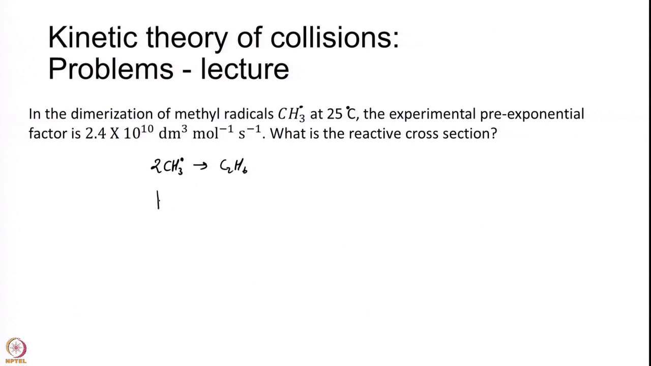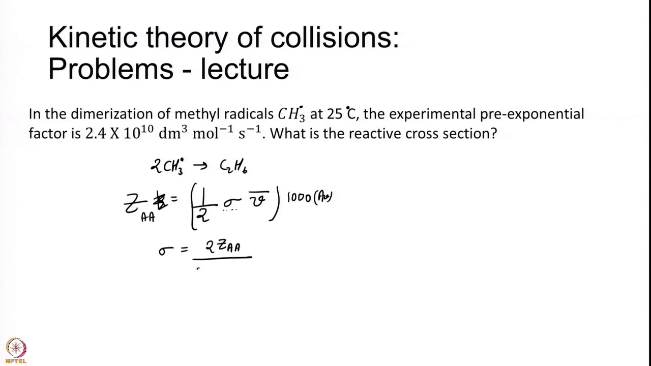So I note K is half that, remember, because here A is equal to B. So I get a factor of half into sigma into nu. That is my pre factor. Okay, so let me not write that, let me write that as Z. Okay. So I have to calculate this sigma. The unit that they have provided is in liter mole inverse second inverse. So I multiply this by 1000 into Avogadro number. So sigma is 2ZAA divided by nu bar into 1000 Avogadro number.